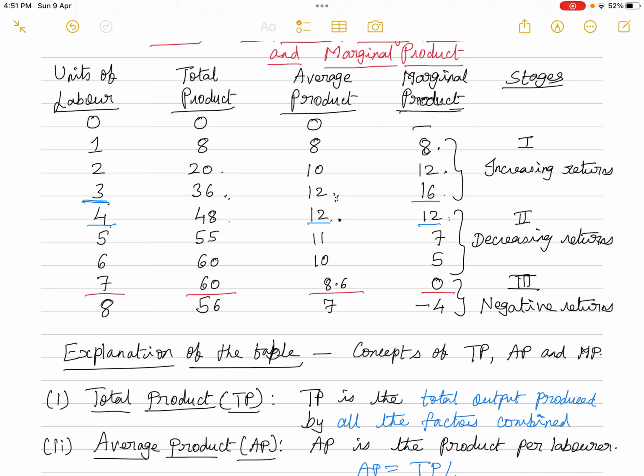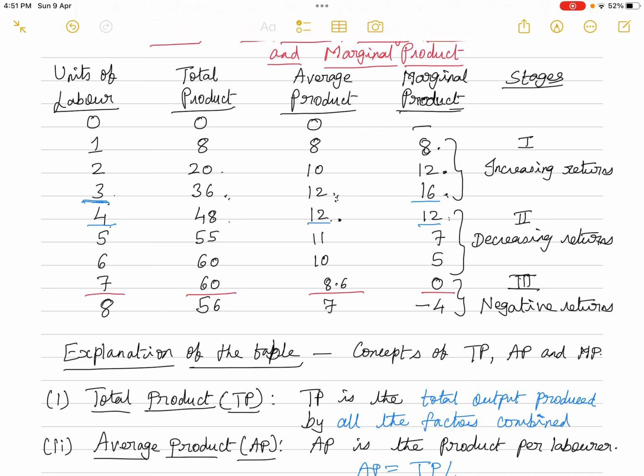So when the first 3 laborers are employed, the marginal product was initially 8, then it increases to 12, and later still increases to 16. This is up to 3 laborers. That's why I have underlined here. So when you are writing the table, mark these points.